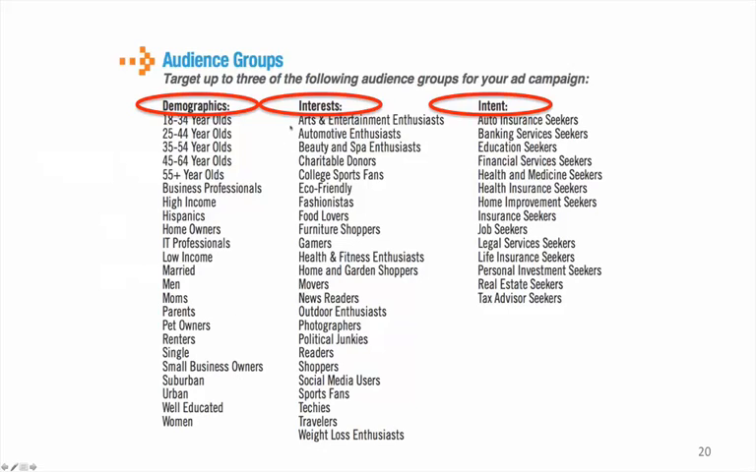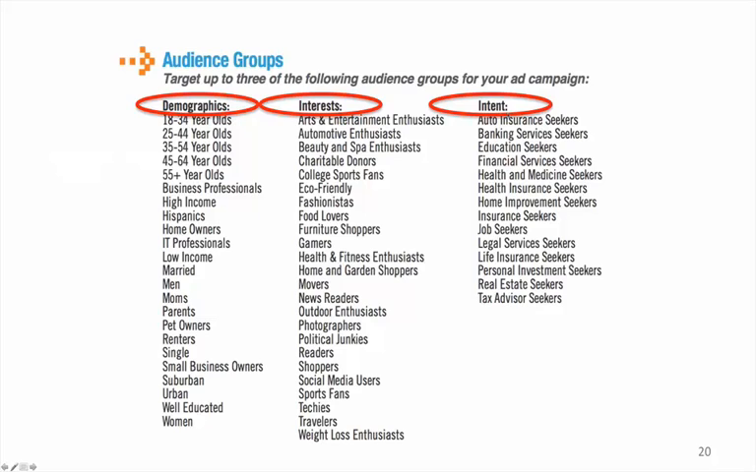Now look over here at the interests. Arts and entertainment enthusiasts, automotive enthusiasts, beauty and spa, charitable donors, college sports fans, eco-friendly, food lovers, furniture shoppers, gamers, movers, newsreaders, outdoor enthusiasts, photographers, political junkies, shoppers, sports fans, techies, travelers, weight loss. Again, I'm sure you can see how you can target your advertising to reach a really specific audience that's going to be a good fit for you.